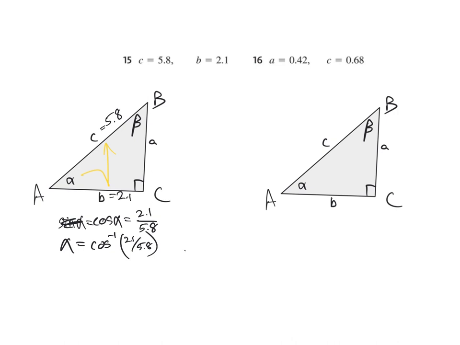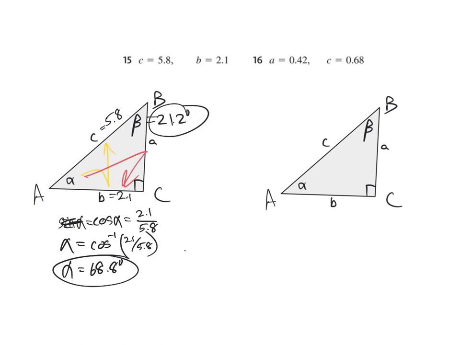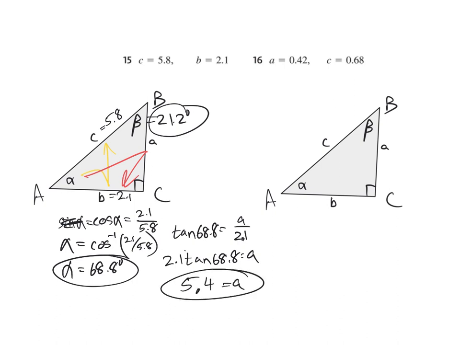So 2.1 divided by 5.8, and the arc cosine of that is 68.8 degrees. So 90 minus 68.8, and we get 21.2 degrees for beta. And now to get A, we'll go ahead and use opposite over adjacent, so that's tangent. So the tangent of 68.8 is equal to A over 2.1. So multiply by 2.1 on both sides, and you'll get your answer for A. So 2.1 times the tangent 68.8, and that gives us 5.4 for A. Those are all your values.